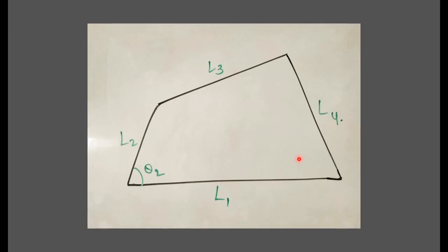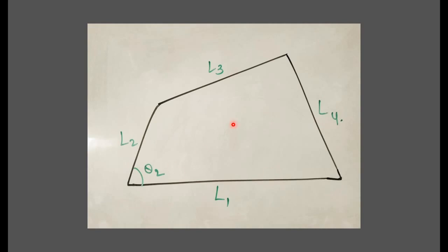So consider this mechanism. We have a 4-bar mechanism. Here whatever I put in green color can be considered as the known values. The known values in this diagram will be L1, L2, L3 and L4, and also theta 2. This theta 2 is the crank angle that will be given in the question. So these are the known values.